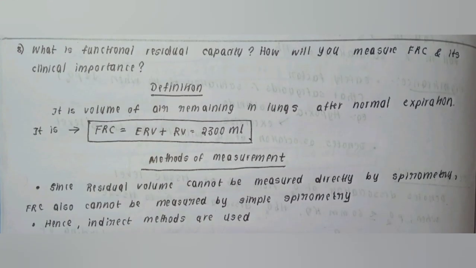Okay, without wasting any time, let's get started. Coming to the definition, first write the definition. So it is the volume of air remaining in lungs after normal expiration. How do you calculate it? Functional residual capacity is equal to expiratory reserve volume plus residual volume, that comes out to be 2300 ml.